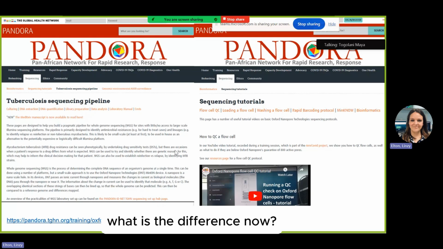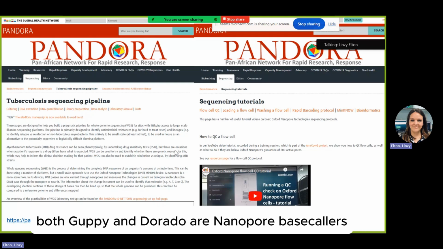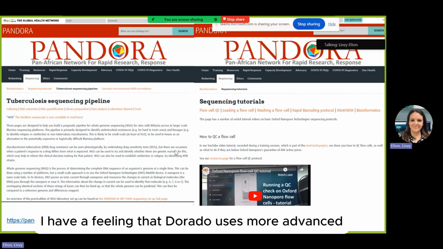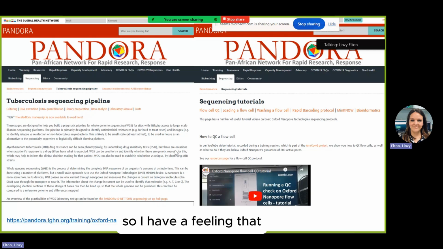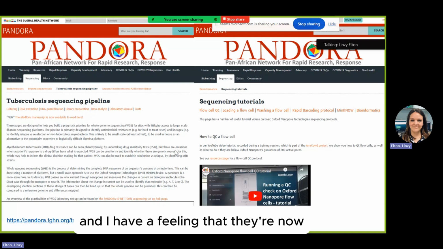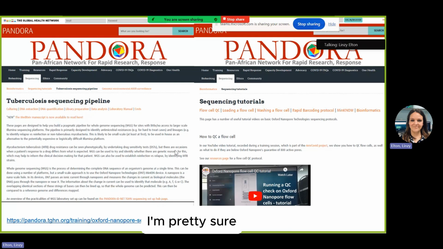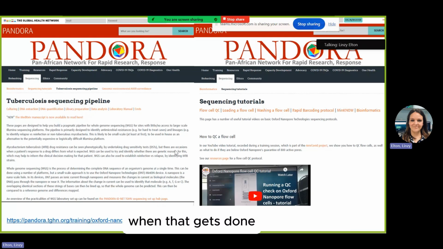Yeah, I'm not 100% sure what the difference between them is, but both Guppy and Dorado are nanopore base callers. I have a feeling that Dorado uses more advanced, it's not quite AI, but it's machine learning to improve its base calling. So I have a feeling that Dorado is kind of a more advanced version of Guppy, and therefore it's more accurate. And I have a feeling that they're now replacing Guppy with Dorado as part of the MinKNOW software. I updated mine not that long ago, and it still seems to be Guppy. But I'm pretty sure that they're going to replace Guppy with Dorado. I have to keep checking back to see if and when that gets done.